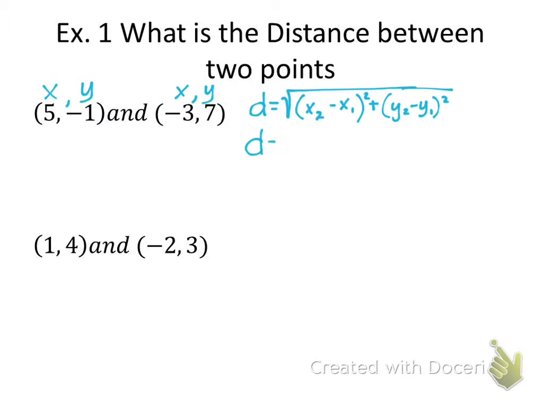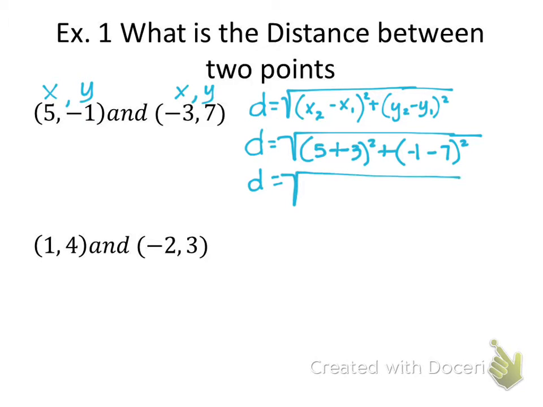And I like to plug them in exactly like they give them to me. So I like to start with 5 minus negative 3 squared plus negative 1 minus 7 squared. Now, what do those 2 minus signs do? Turn into a positive, okay? Five plus 3 is 8 squared plus, what's negative 7 plus negative 1? Negative 8 squared. Okay?